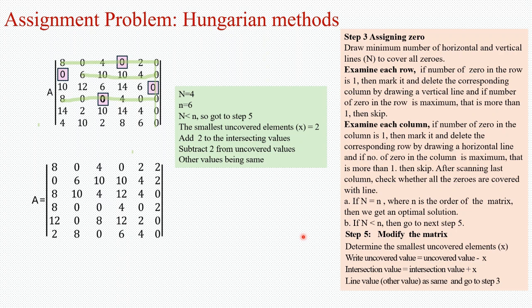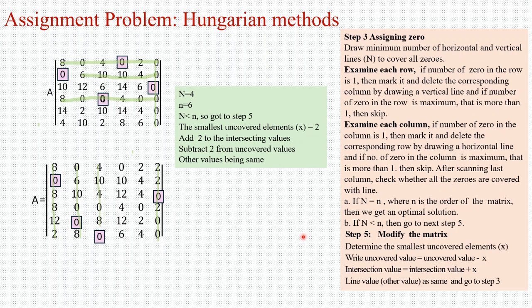Row scanning. First row more than 1 zero, skip. Second row, only 1 zero, so we mark it and delete that column by drawing a vertical line. Third row, only 1 zero, so we mark it and delete that column by drawing a vertical line. Fourth row, 3 zeros, skip. Fifth row, 1 zero, so we mark it and delete that column by drawing a vertical line. Sixth row, 1 zero, so we mark it and delete that column by drawing a vertical line.